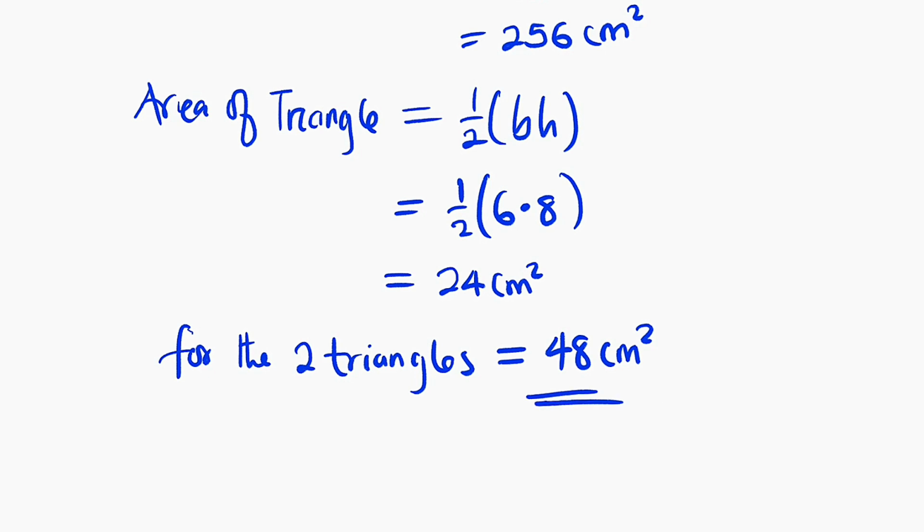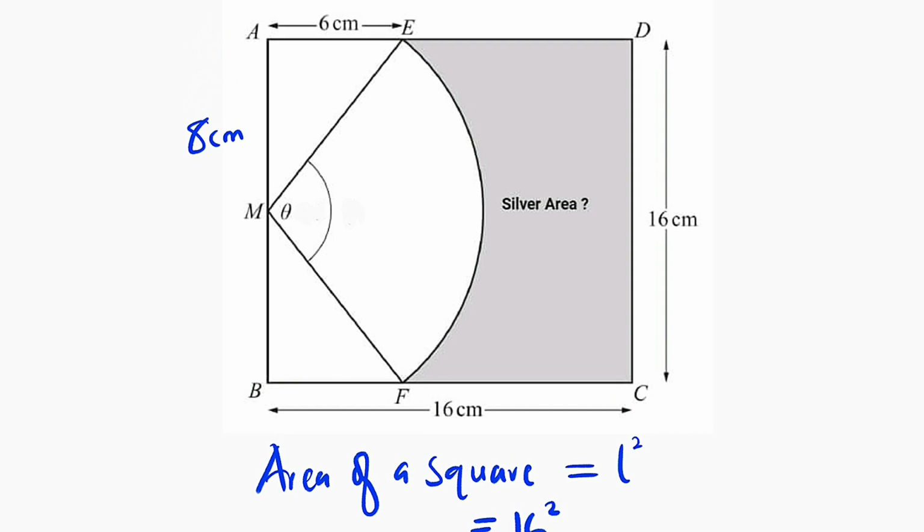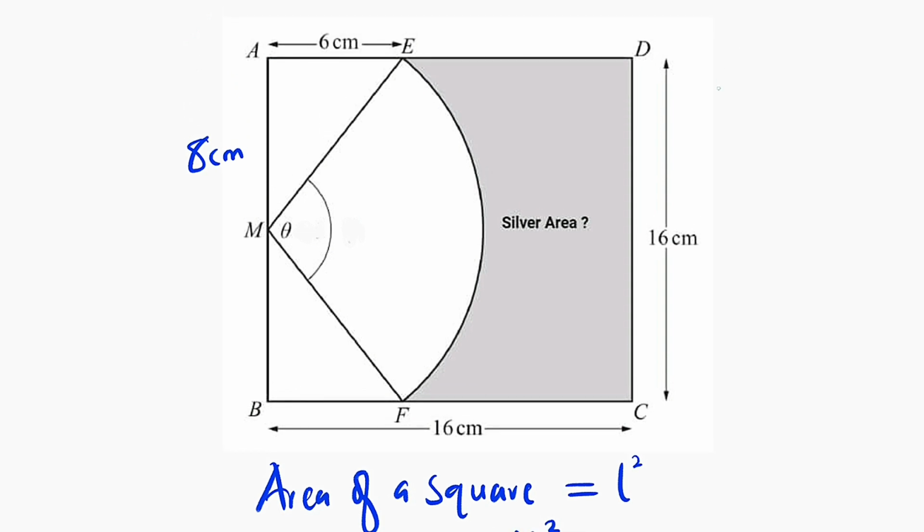What is left for us to find is the area of the sector. To find the area of the sector, we take the angle subtended by the sector, divide by the total angle of the circle, 360. Then we multiply by pi r squared. This implies that we have to find this angle and also the radius. Let me start by finding the radius. The radius is nothing but ME, which is the hypotenuse of this right angle triangle.